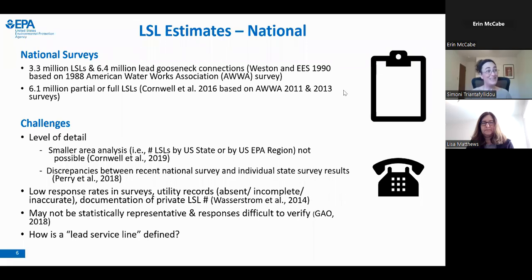As with any big national survey, there are some challenges in those estimates. The level of detail is one, the low response rates in the surveys is another, or the quality of the information, including utility records, whether they were incomplete or inaccurate, for example. And of course, the theme of the previous slide: how is the lead service line defined? Because these estimates do not account for galvanized pipe, for example.